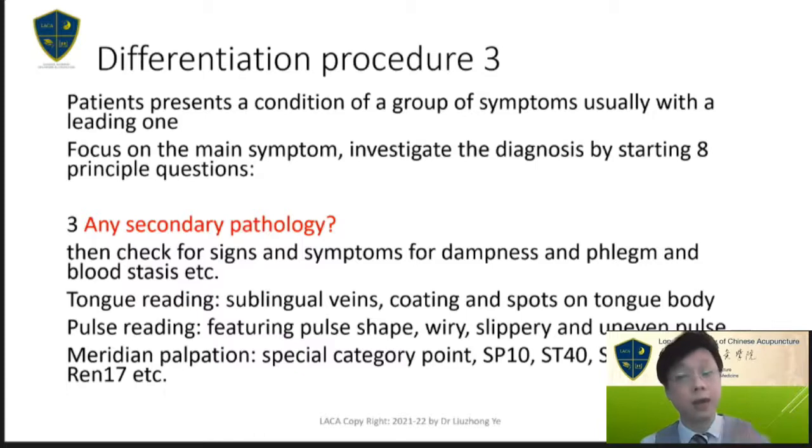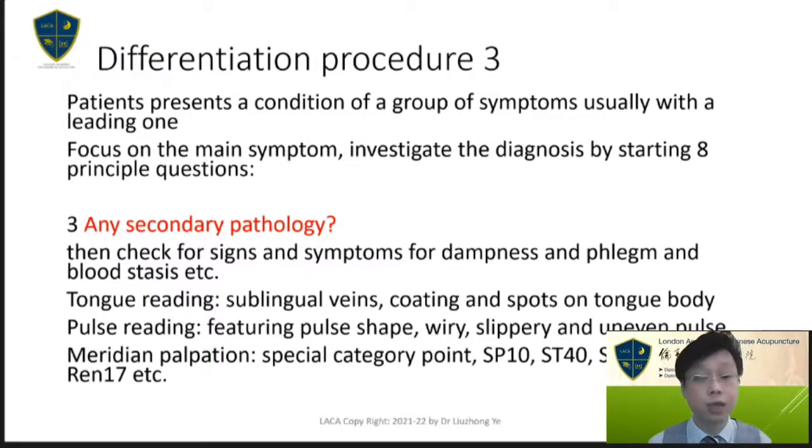When you finish the exterior and interior, then you go down to secondary pathology, which means you also need to investigate more deeply whether there is further development of toxin accumulations. Then check for signs and symptoms of dampness, phlegm, and blood stasis, etc. And in the tongue reading, normally the sublingual veins show the dampness. The coating and spots of the tongue body indicate relevantly the phlegm, blood stasis, and dampness.